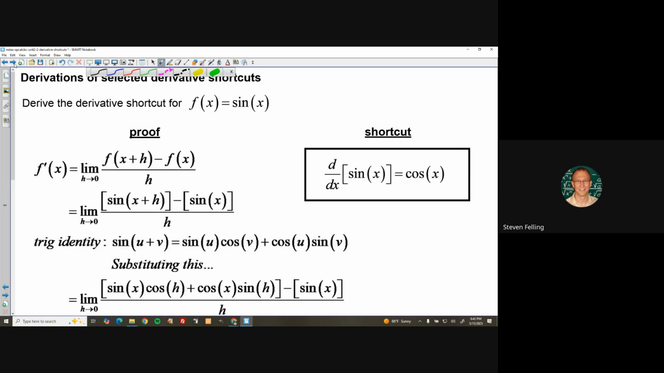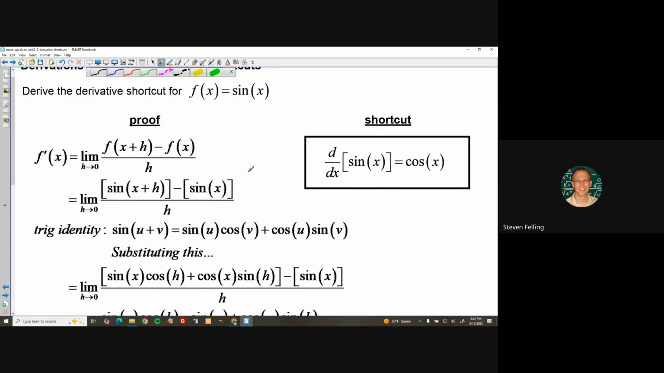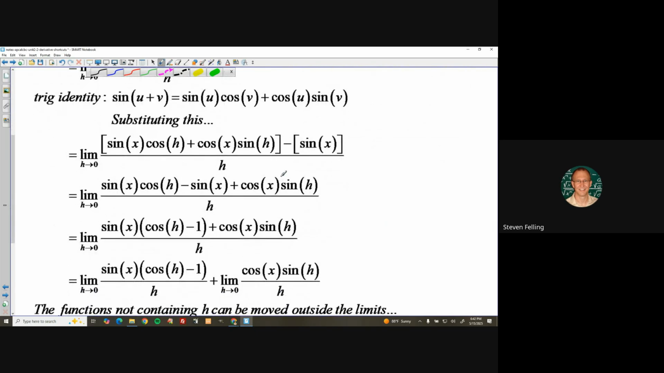Okay, what about this? The derivative of sine turns out to be, I'll show you the proof real quickly. You can read through it in more detail. Here's the beginning of the proof. In the middle of the proof involving a trig identity.